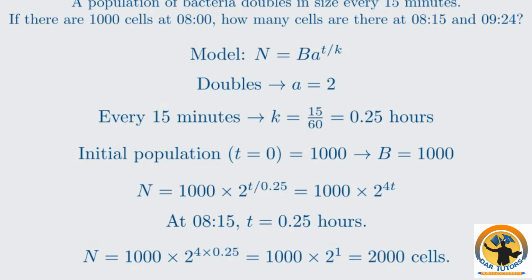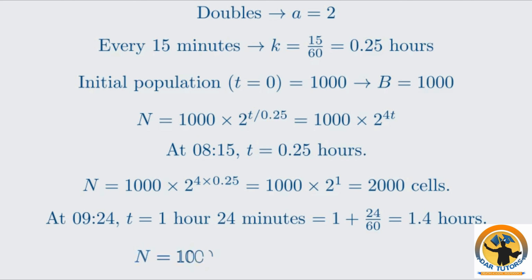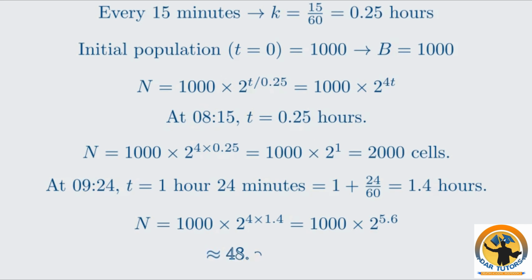For 9:24 a.m., we need to calculate the time in hours from 8 a.m. That's 1 hour and 24 minutes, which is 1.4 hours. Plugging this into our model, we get n equals 1,000 times 2 to the power of 4 times 1.4, which is 1,000 times 2 to the power of 5.6. Using a calculator, this is approximately 48,503 cells. So we've successfully built an exponential growth model and used it to predict the population at different times. We've seen how to identify the growth factor, the time period, and the initial value from the problem description.